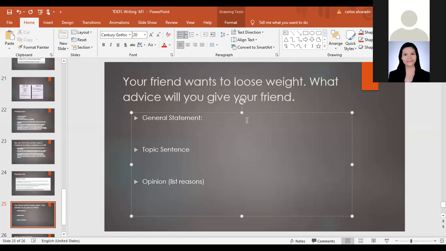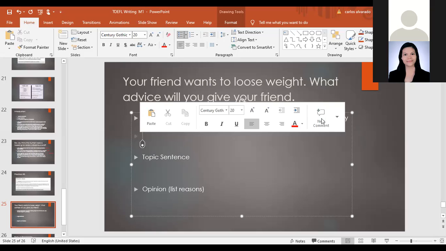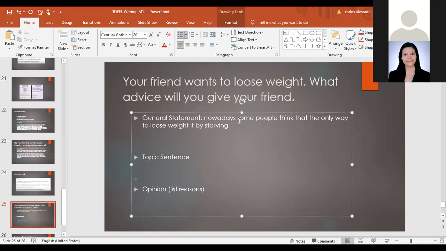Nowadays, some people still think that the only way of losing weight is by stopping eating. Okay, nowadays, some people think that the only way to lose weight is by stopping, we can change it. Stopping eating? No, we can change that. No puedes decir stopping eating porque starving? You have ing, ing. Starving. Very good. Nowadays, people think that the only way to lose weight is by starving themselves. I'm going to put themselves here.